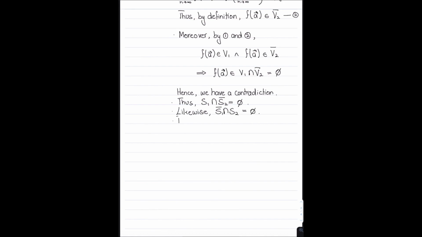Therefore, S1, S2 is a disconnection of S, and hence we've shown that S is disconnected. So that's the first part of the proof.